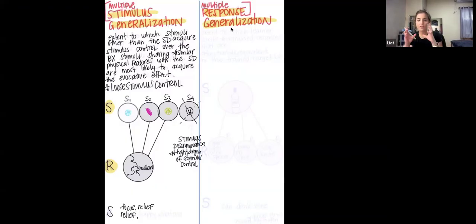Now we've talked about stimulus generalization. Now let's talk about response generalization. So we were saying if there's multiple stimuli and one response, it's stimulus generalization, okay? Okay. So now we're going to talk about response generalization, okay? And we're still using the same three-term contingency: stimulus, response, stimulus.